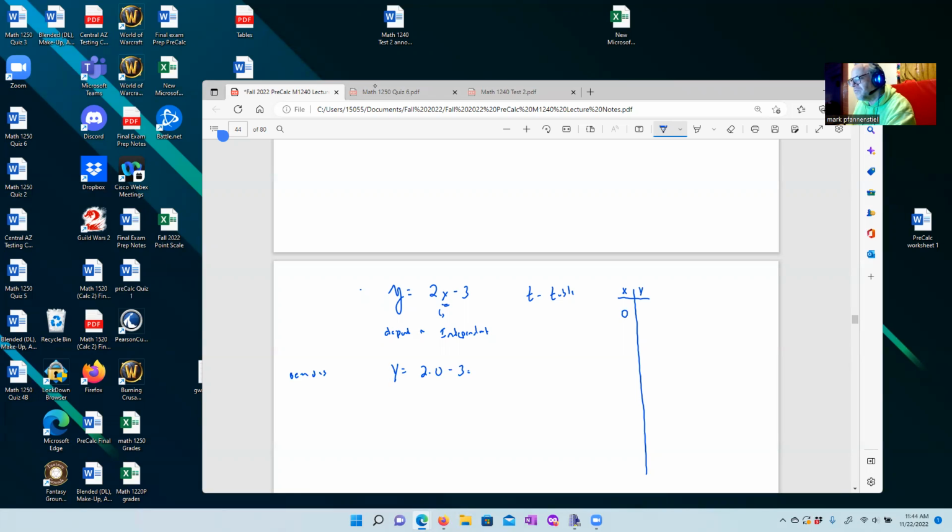I know Facebook is full of these things where they do PEMDAS, parentheses first, then exponents. We're not going to do those. Multiplication, division, addition, and subtraction. So multiplication comes before addition and subtraction. So we take 2 times 0 first. 2 times 0 is 0, minus 3, and we get minus 3. So our y value here is going to be negative 3.